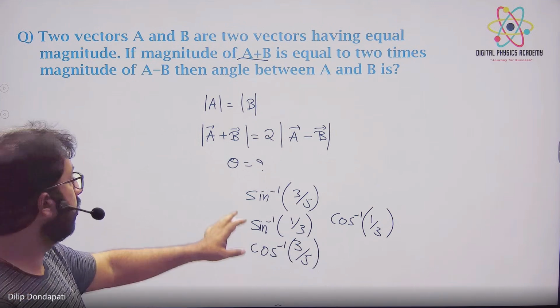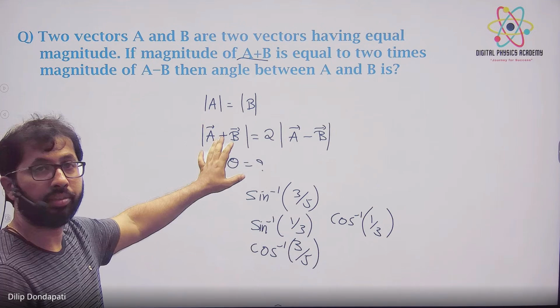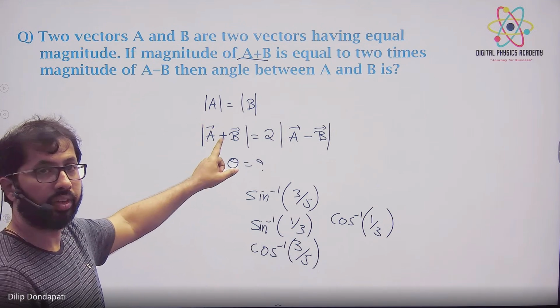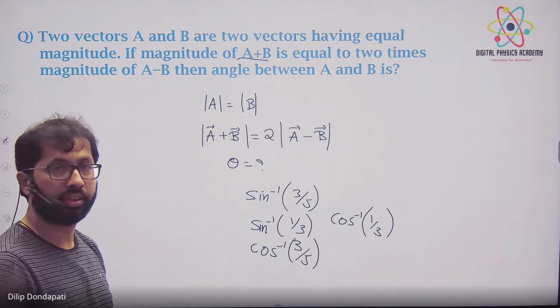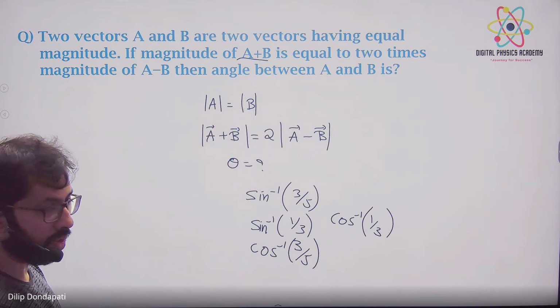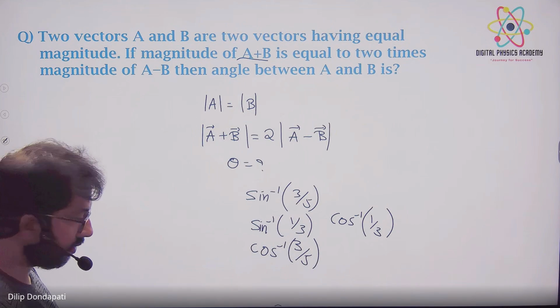Question should have magnitude of A plus B. Basically, the R value is given as 2 times the R value of the subtraction. Use those formulas, bring everything to one side and try to get it. So it's like root of A square plus B square plus 2A.